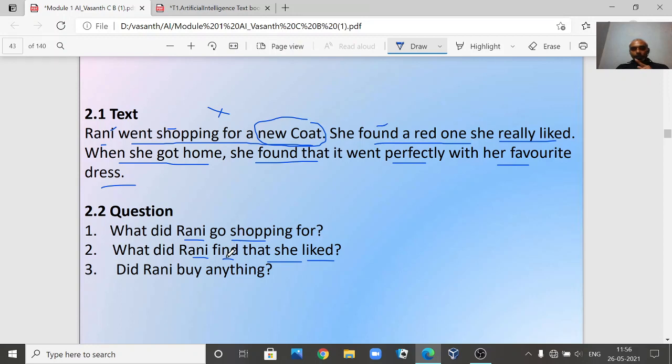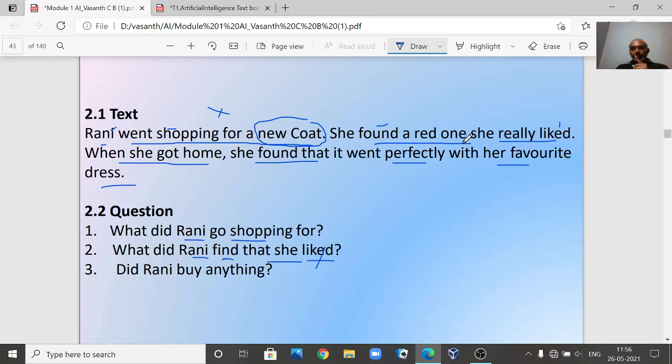Here, find is there, and some grammar a little bit. Okay, so then a red one she really liked. The word liked is coming here, and now in our question also the word is coming. Now I will read. We will come to a conclusion that the answer is somewhere in this sentence. Now I will read the sentence completely.